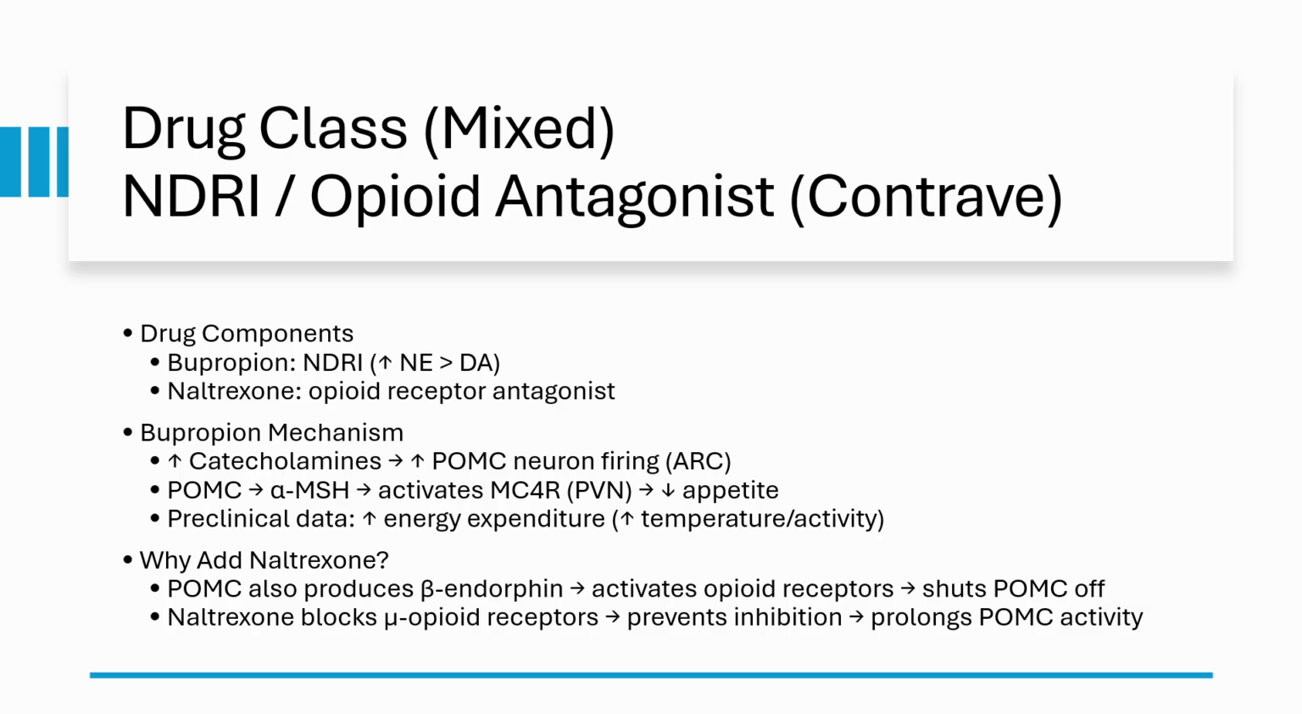Now let's look at why bupropion is paired with naltrexone. Beta endorphin will activate opioid receptors on POMC neurons, creating a negative feedback loop. Naltrexone will block the opioid receptors, allowing POMC neurons to be active for a longer period of time.